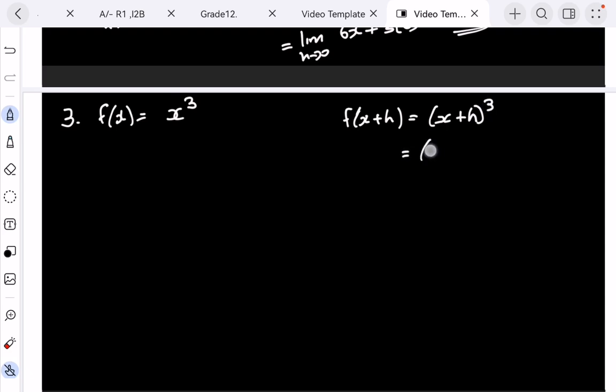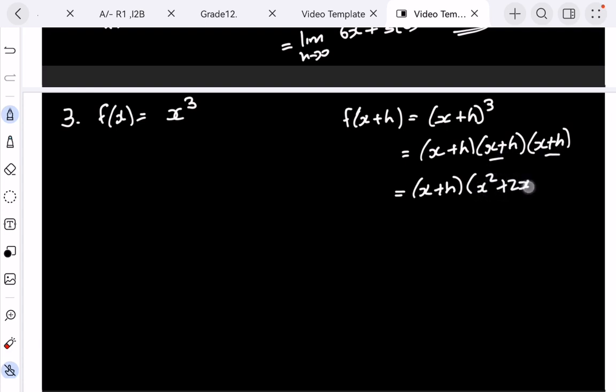What does this mean? I think there are people who can just expand that bracket as a cube. For me, I don't know that trick, so I have to do it step by step. So the easy way to do it is deal with two brackets first, which if I do those two brackets, I'll have x squared plus 2xh plus h squared.